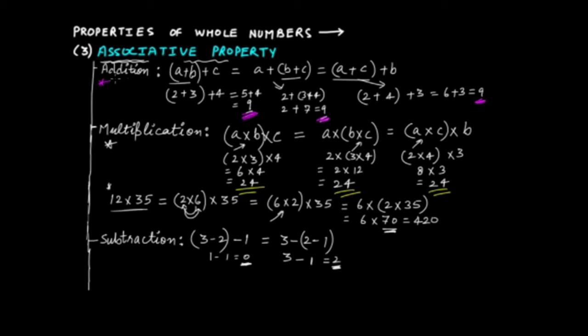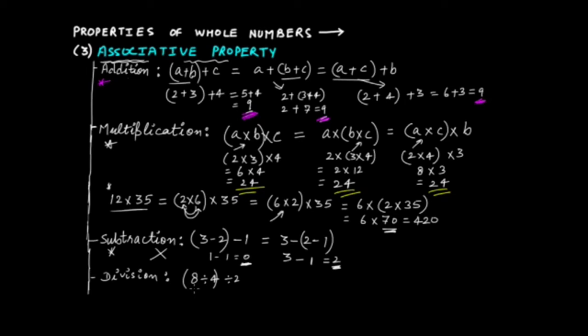Like addition and multiplication were following the associative property, subtraction is not going to follow. It will not follow the associative property of whole numbers. And similarly for division, even division will not follow the associative property. You can check it like 2 divided by 3 divided by 4. Or let me take some other example to make it easier. Suppose you have 8 divided by 4 and divided by 2.